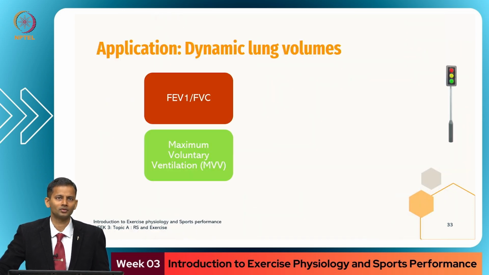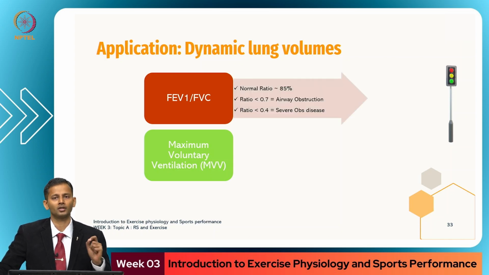So what's the application of this? I had mentioned the FEV1, which is an important diagnostic tool. The FEV1 as a fraction of the forced vital capacity is an important tool to diagnose certain diseases, most commonly to differentiate between an obstructive and a restrictive disease. The normal ratio is about 85%, and if it is less than 0.7, it indicates airway obstruction, and if it is further reduced to about 0.4, it means that there is severe airway obstruction.